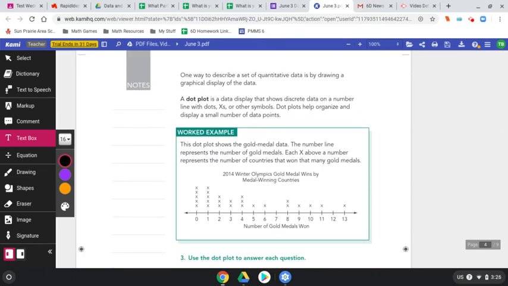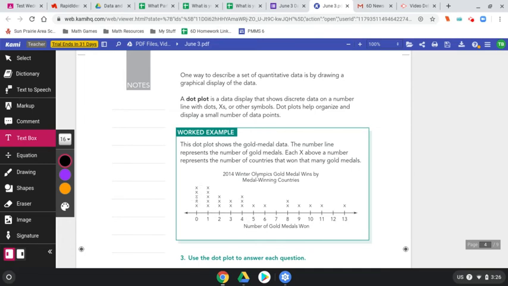But let's take a look at the definition and a worked example. One way to describe a set of quantitative data is by drawing a graphical display of the data. A dot plot is one of the ones that we can use. Basically, everything you have here is your x-axis down here. If you were to graph this out on a line or some type of observation, this would be your x-axis. It's one of your variables here, the number of medals won, and then you can represent all the different people that got that number of medals.